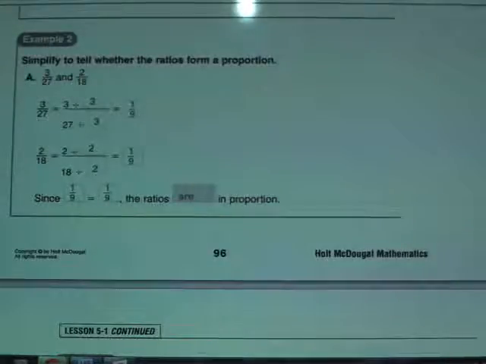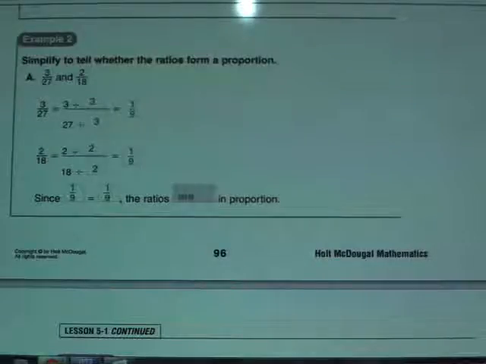So with 3/27, what they do is they take and chop 3 out of both the numerator and the denominator here, because 3 is the greatest common factor, and they get 1/9. And with 2/18, they take 2 out of both the numerator and the denominator, and they get 1/9. Well, since both of these reduce down to 1/9, the ratios are a proportion here, or are in proportion. You can say it any way you want.